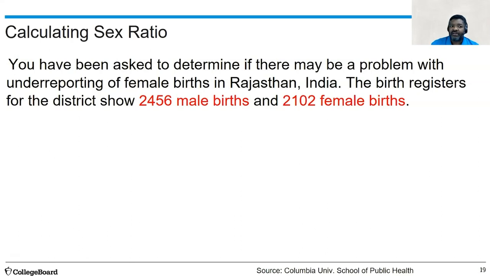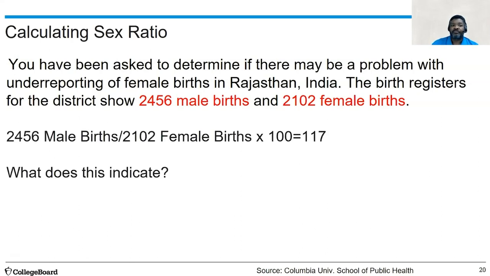How will we calculate the sex ratio? You would divide 2,456 by 2,102, multiply that times 100 to get a sex ratio of 117. What does that indicate? That indicates that there are 117 male births for every 100 female births.